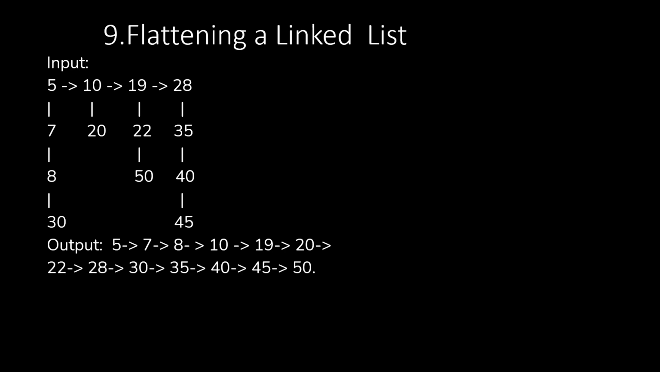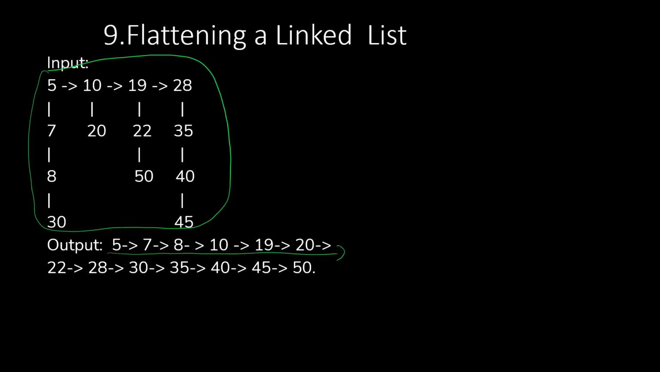Now coming to this question, as you can see, we have been given multiple linked lists which are merged together in the input, and we have to convert them into a single line linked list. That will be this line. Okay, we have converted it into a single line linked list. That will be our output. Now the question comes, how can we convert this?